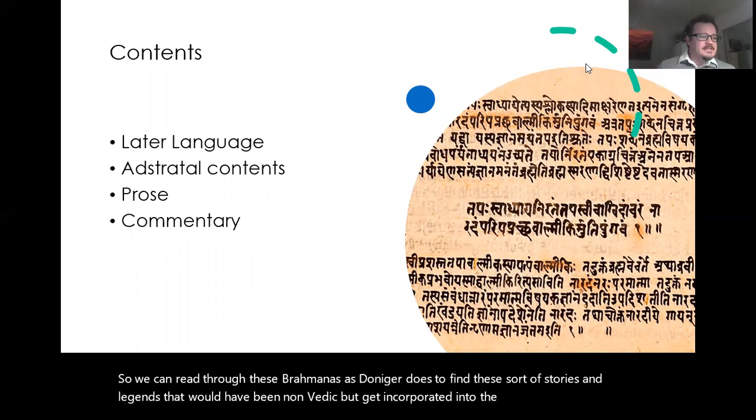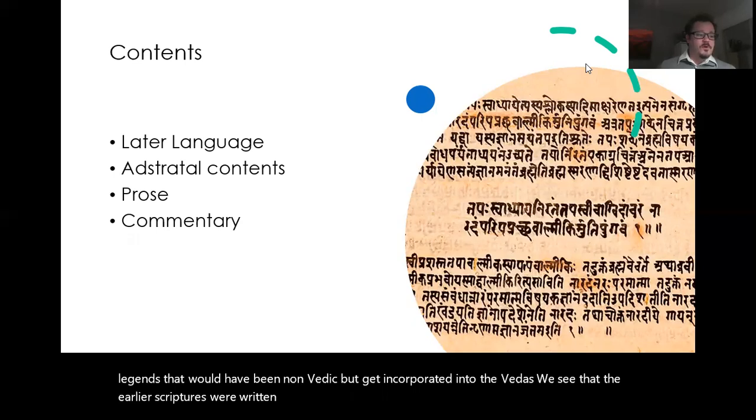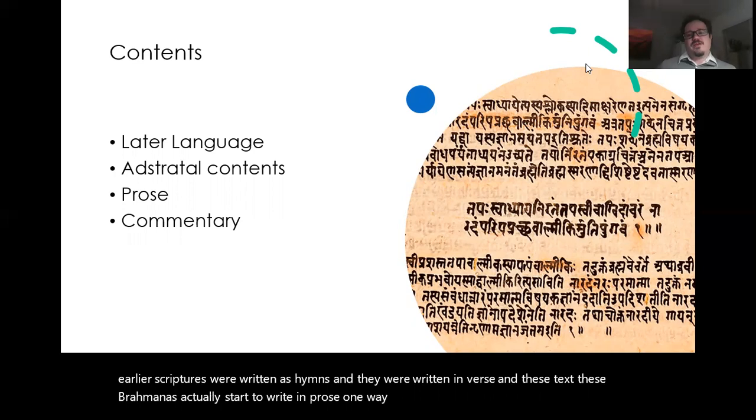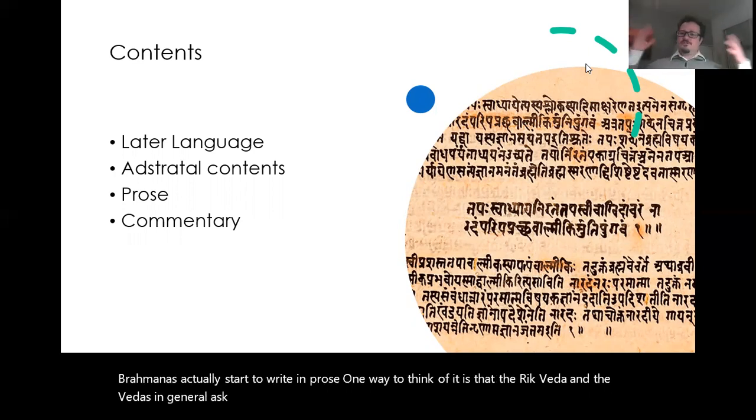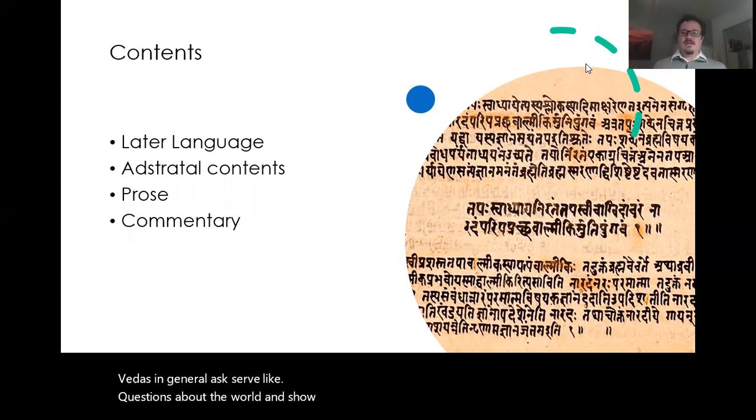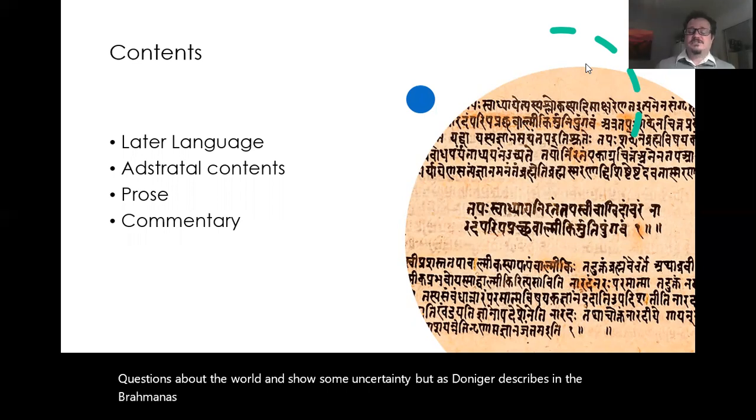We see that the earlier scriptures were written as hymns, and they were written in verse. And these texts, these Brahmanas, actually start to write in prose. One way to think of it is that the Rig Veda and the Vedas in general ask questions about the world and show some uncertainty. But as Doniger describes, in the Brahmanas, these texts actually posit solutions where once there were only questions.